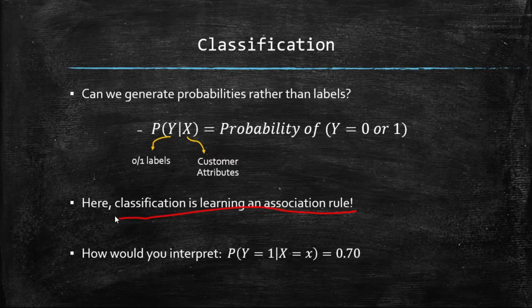Now, if I were to tell you that the probability of y equals 1, meaning the class being high risk given a customer having attributes x, is 70%, what would you understand from that? Say this small x includes the age of the customer, the savings of that customer, the income of the customer, and so on and so forth, right?